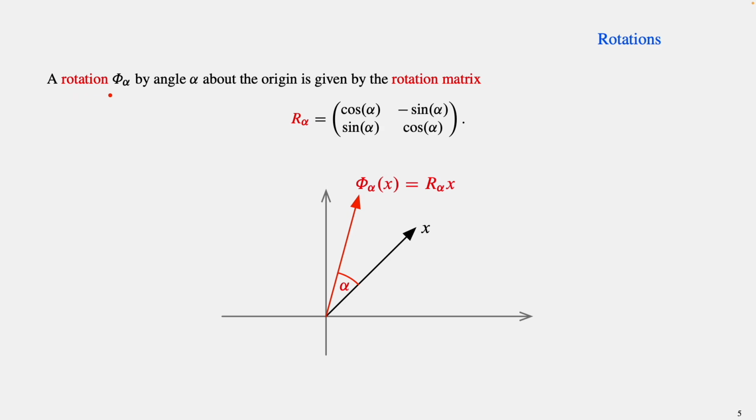A rotation, which we called phi alpha, by an angle alpha, is given by a rotation matrix of this form. So we have this matrix R alpha with the cosine and sine entries in this particular pattern here, and multiplied with any vector x, what it does is it rotates this vector x by the angle alpha counterclockwise.